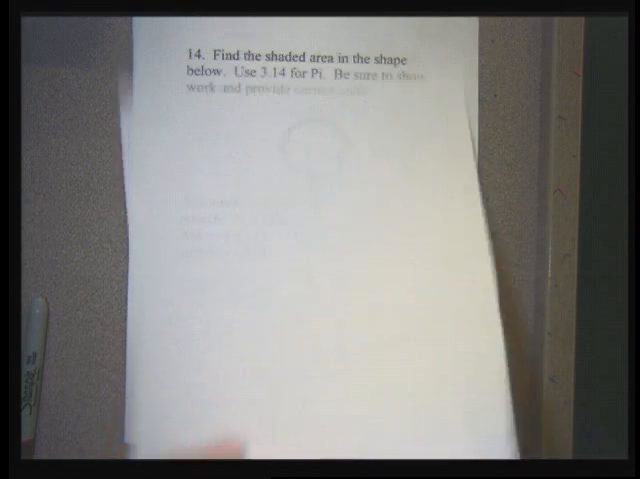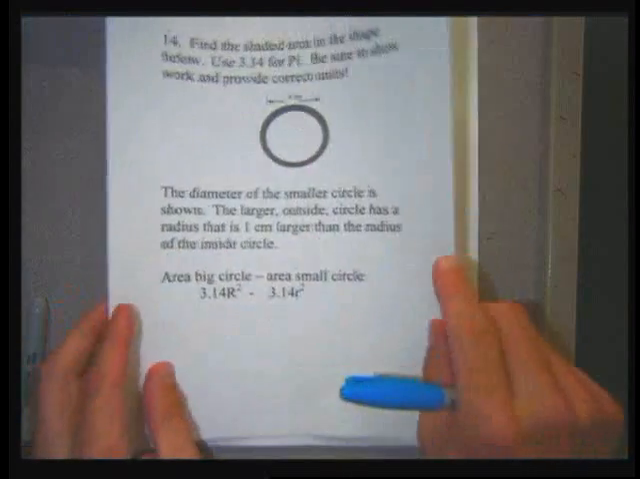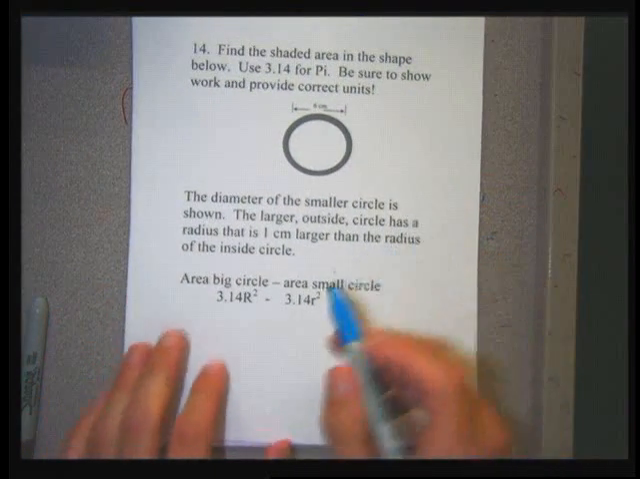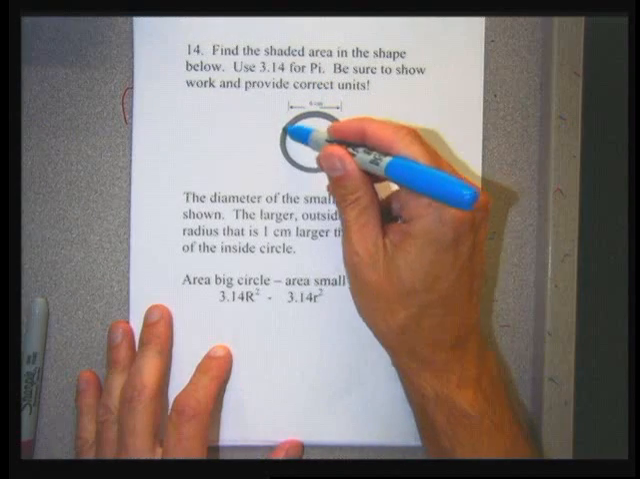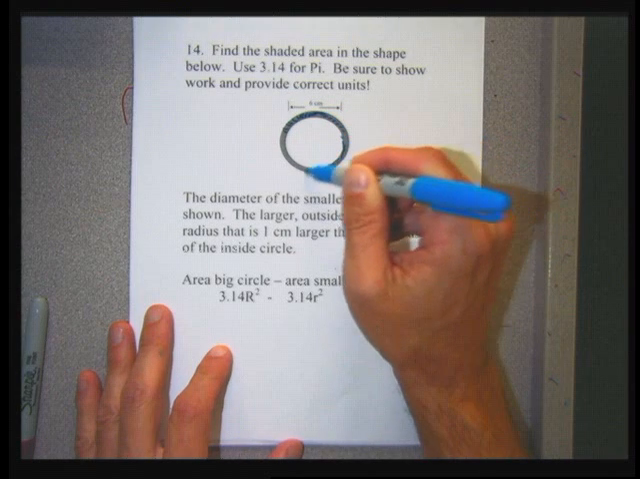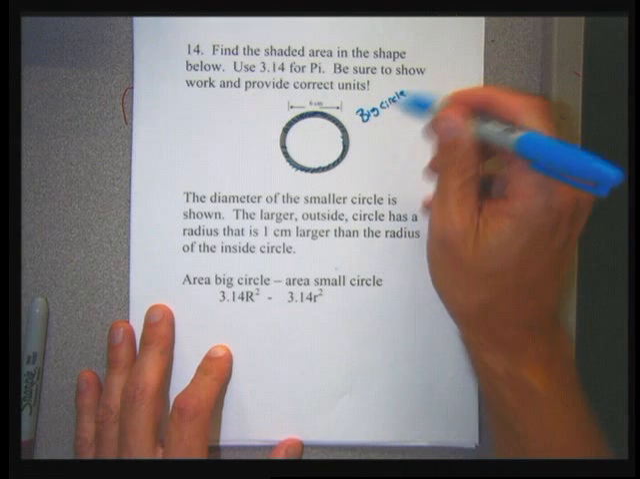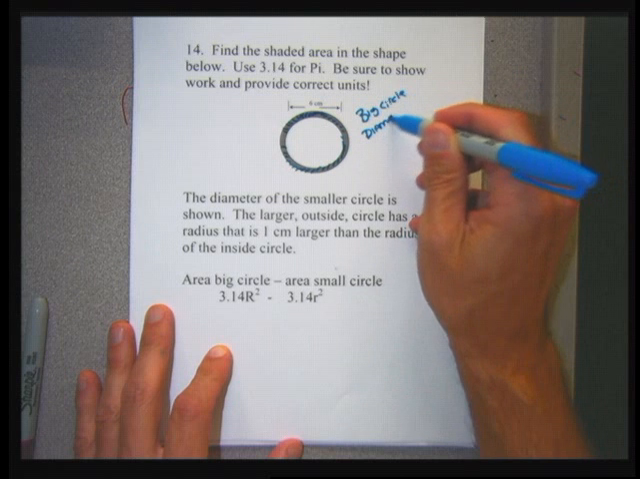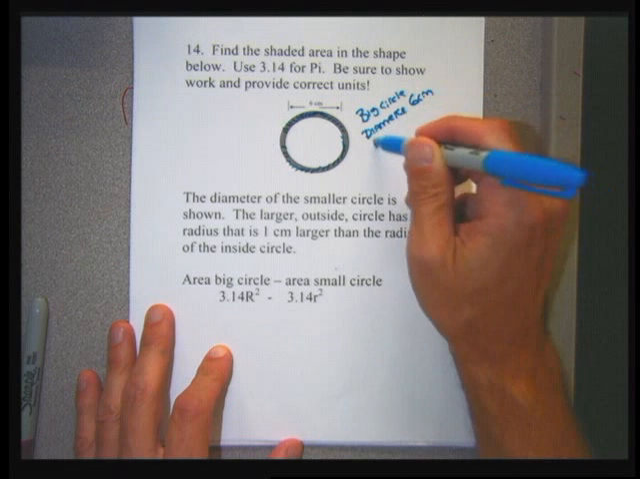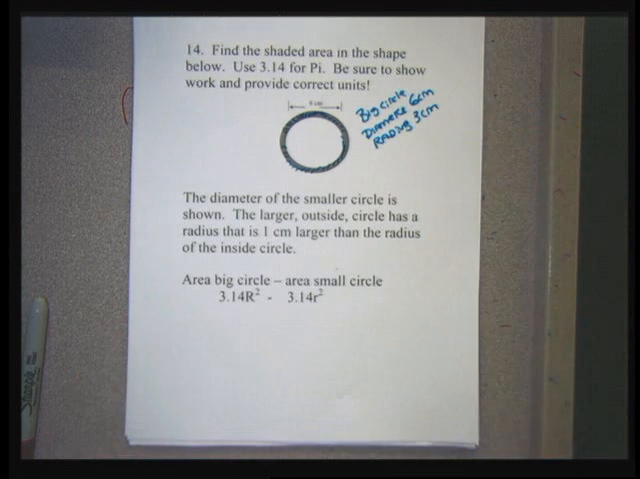The next problem, for me, is worded kind of tricky, and I had to understand the question before I could actually answer it. Again, it's a shaded area, and the shaded area I want is the area of the big circle minus the area of the small circle. The big circle is easy. The big circle has a diameter of 6 centimeters. It has a radius of 3 centimeters. That I can get just by looking at the picture. That 6 is supposed to be the diameter of the big circle.